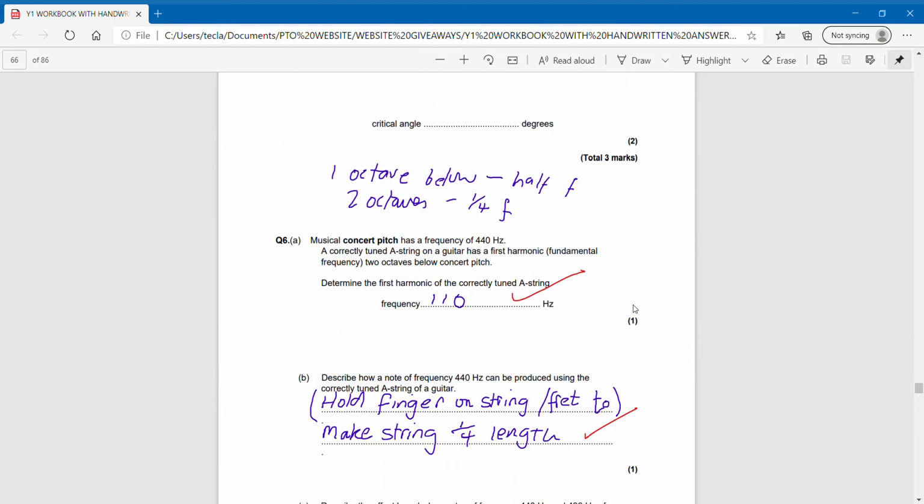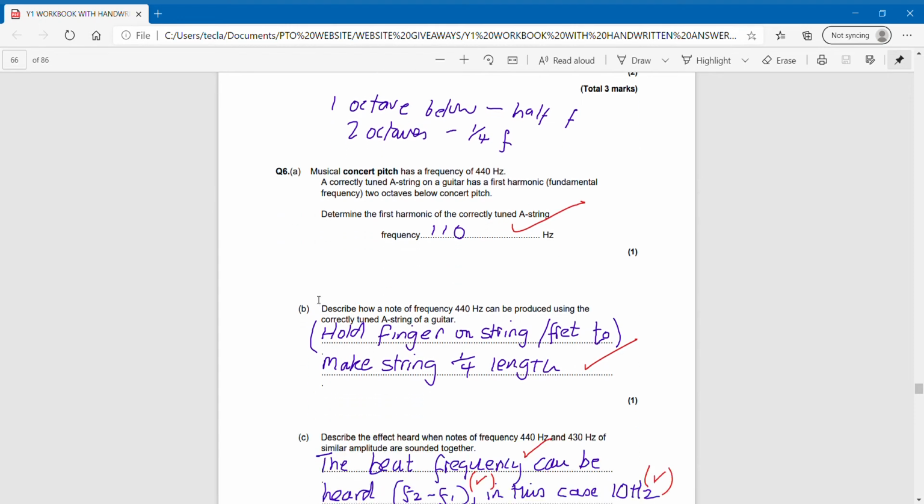Okay, so musical concert pitch has a frequency of 440 Hz. A correctly tuned A string on a guitar has a first harmonic, which is the fundamental frequency, 2 octaves below concert pitch. Determine the first harmonic of the correctly tuned A string.